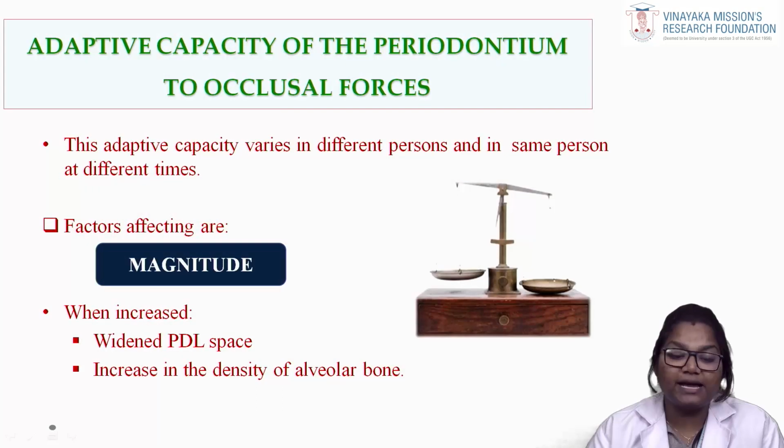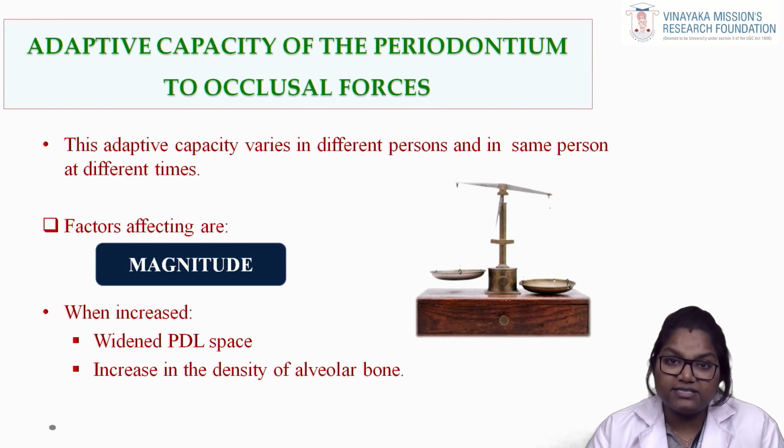So moving on to the adaptive capacity of the periodontium to the occlusal forces. This adaptive capacity varies in different persons and in the same person at different times. It is not going to be the same for all; it changes from person to person. So what are the factors affecting it? The first one is magnitude. As the name denotes, magnitude is how much pressure we are going to give.